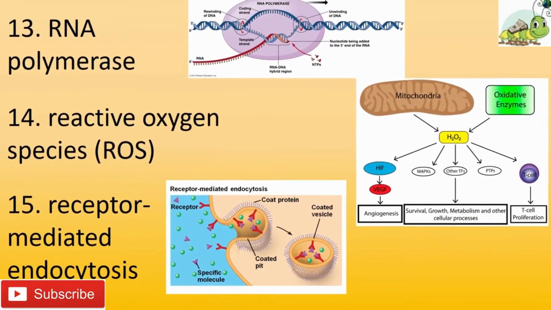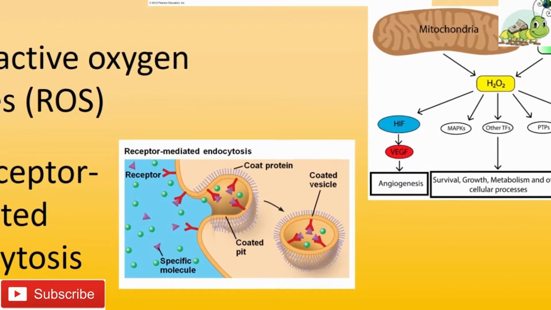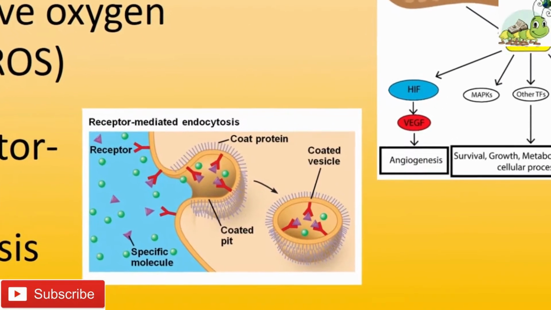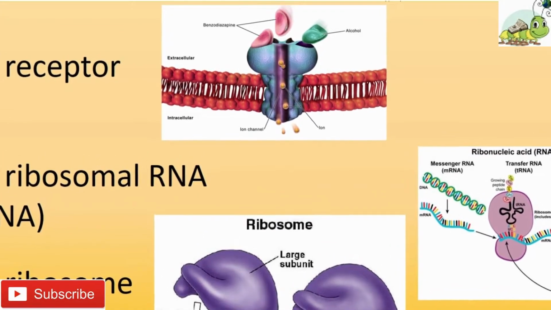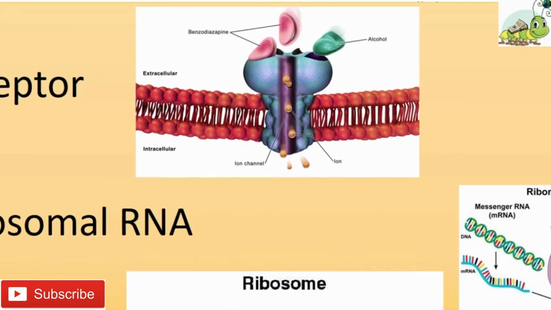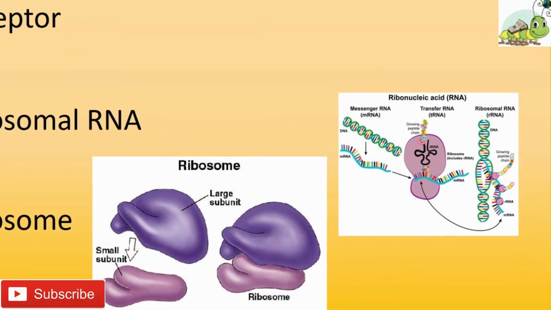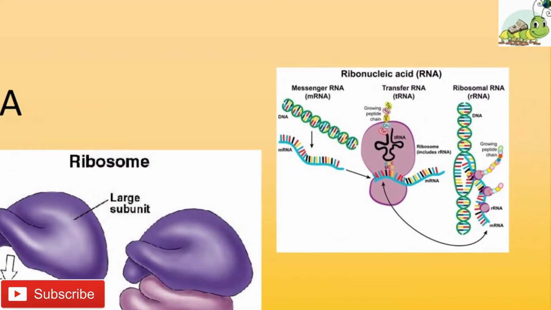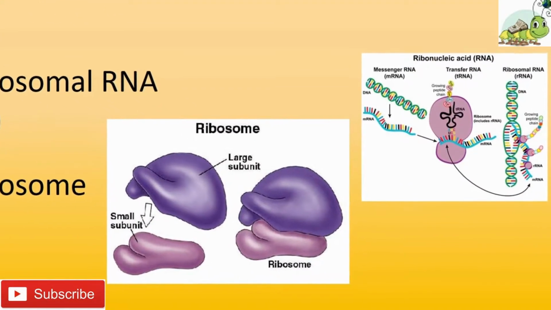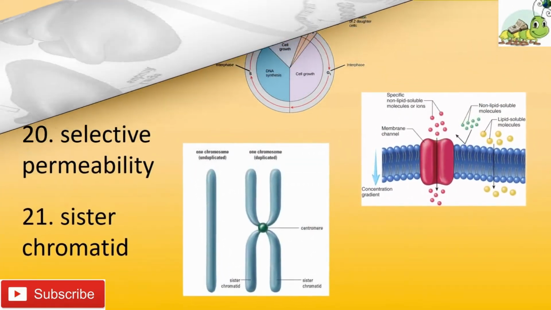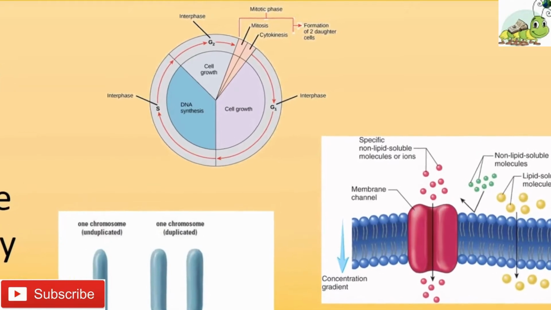Point number 15, receptor-mediated endocytosis. Endocytosis of ligands attached to membrane-bound receptors is called receptor-mediated endocytosis. 16, receptor. A protein molecule that contains a binding site for another specific molecule, that's called a ligand. 17, ribosomal RNA, rRNA. RNA that makes up the subunits of a ribosome. 18, ribosome, the cellular organelle that functions in protein synthesis. 19, S phase, the stage of the cell cycle during which DNA replication occurs.